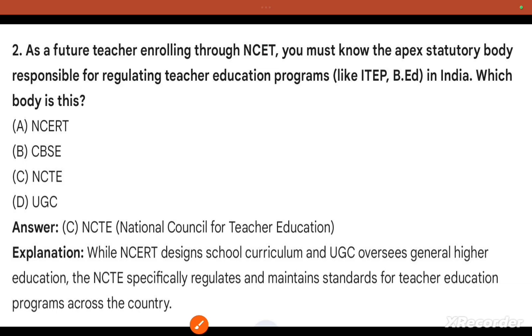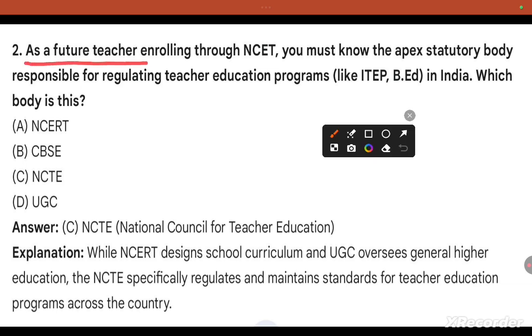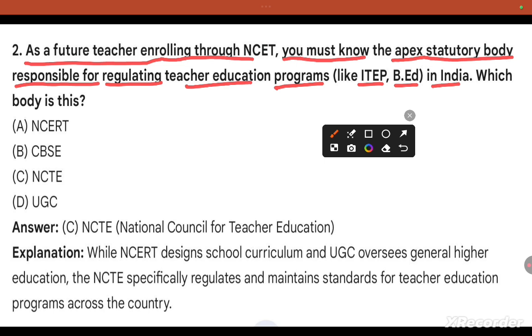Question number 2. As a future teacher enrolling through NCET, you must know the apex statutory body responsible for regulating teacher education programs like ITEP and BEd in India. Which body is it? You are writing the exam to become a teacher or to join a teaching institution as a student, in a program like ITEP BEd. So for this particular program, who is the authority?